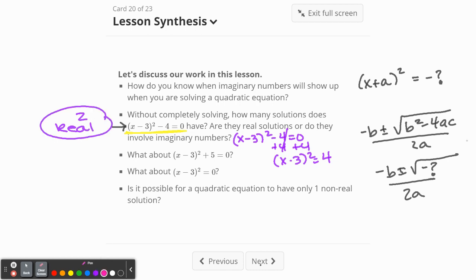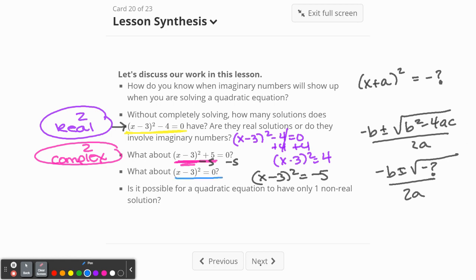What about this next one? This is going to give me 2 complex or imaginary solutions. Why are these ones complex? Well, if I wanted to get this first part by itself, I would have to subtract 5 on both sides, giving me x minus 3 squared equals negative 5. And hold up, I got a negative number that I'm going to have to take the square root of. What about this last one?